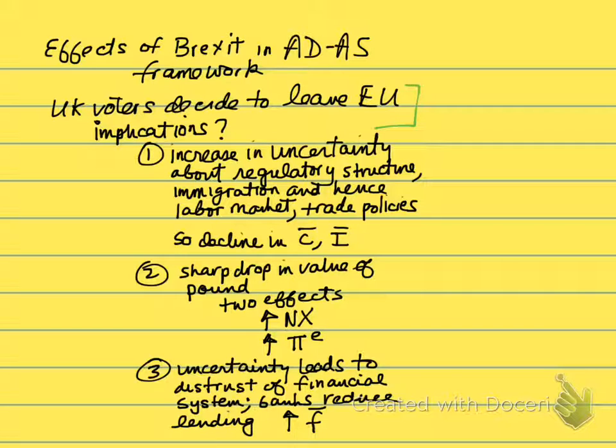But let's assume, for purposes of macroeconomic modeling, that they do last, and in particular, let's assume that there are three kinds of possible effects. One kind of effect is a pretty significant and longer-term increase in uncertainty about the regulatory structure, about immigration and hence the labor market, and about trade policies, in particular for England. That kind of uncertainty then leads to declines in consumer expenditures and in particular to declines in business investment.